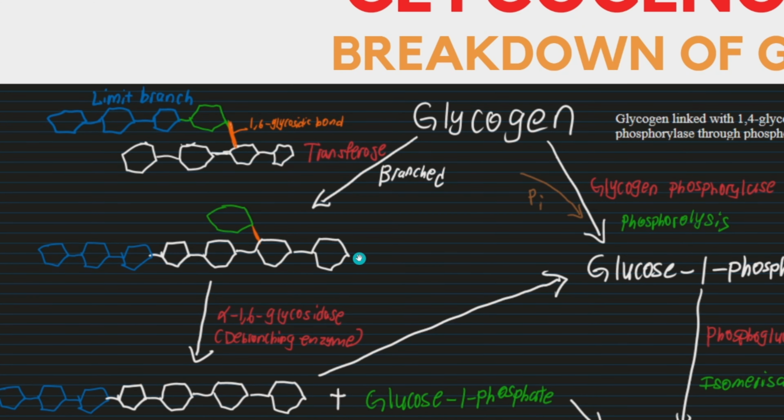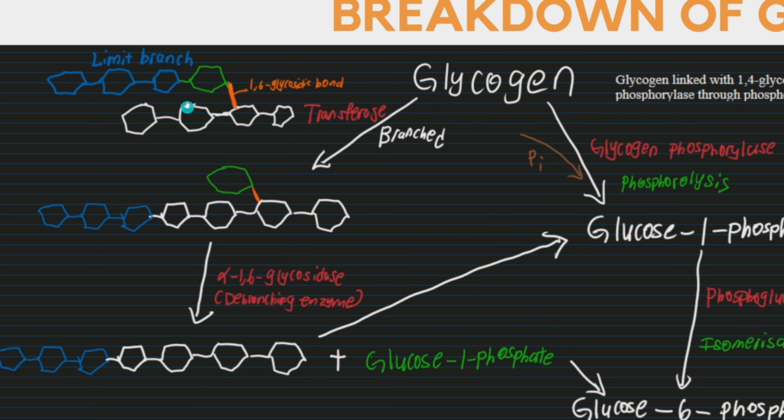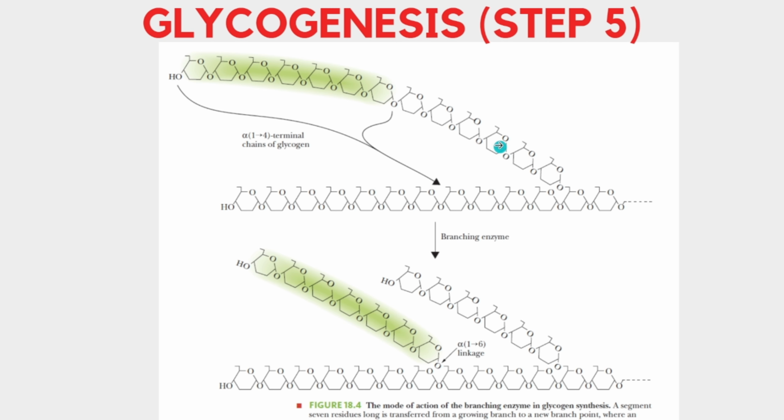This transferase will break the 1,4-glycosidic bond of the limit branch, leaving only one residue that links with the 1,6-glycosidic bond. Meaning this transferase will cut here, and then go here, cut and form the 1,4-glycosidic bond at the mother branch. You can imagine here, 1, 2, 3, 4, it cuts here, we call this the limit branch, the transferase cuts here and then transfers it here. This is the mother branch, we say as the mother branch.